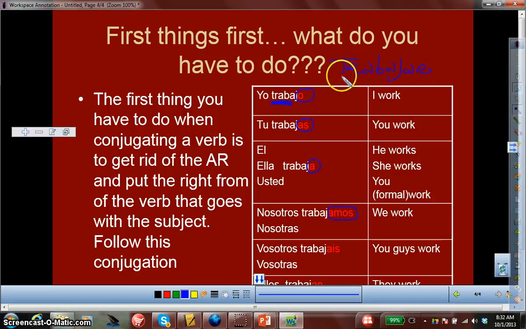So what you're doing is you're going to leave the root of the verb intact. You're not going to do anything with it, but the ending will change. So for yo, for I, instead of the AR, it's going to be an O. So yo trabajo. For tú, it's going to be AS. Tú trabajas. For él, ella, and usted, it's going to be an A. Él, ella, usted trabaja.